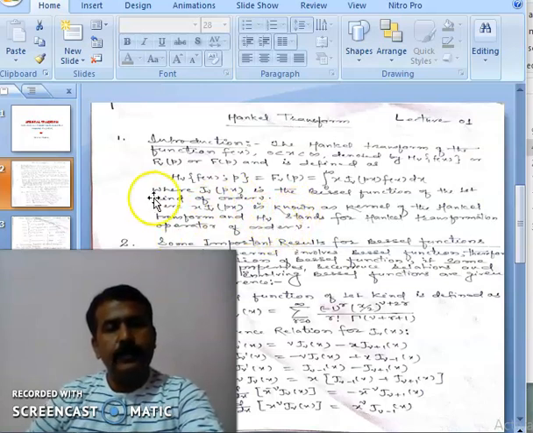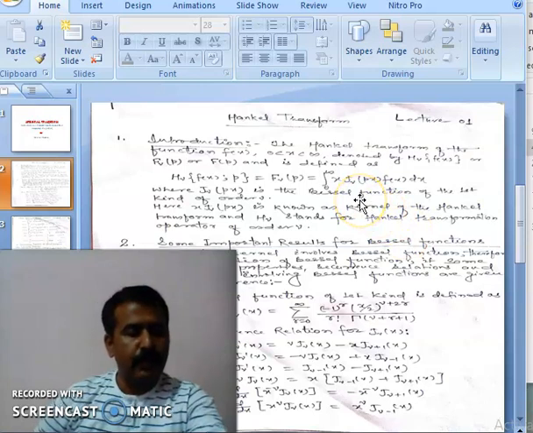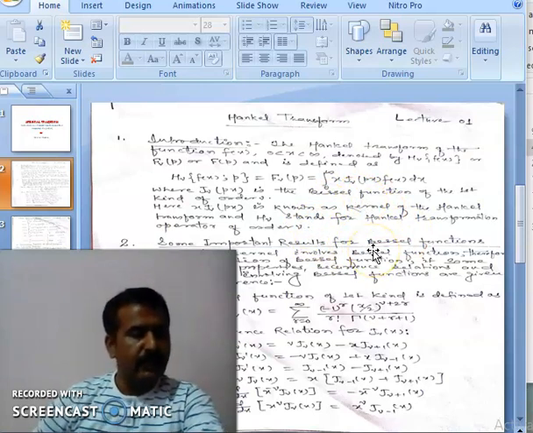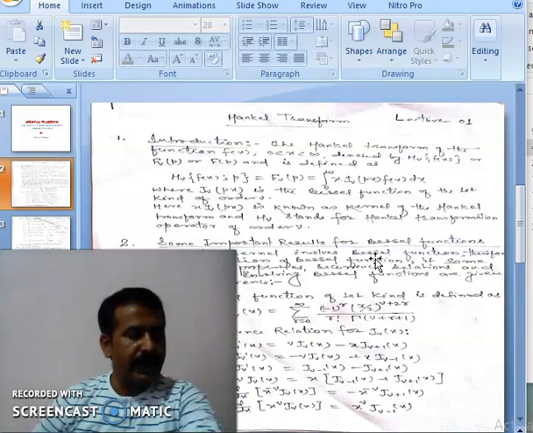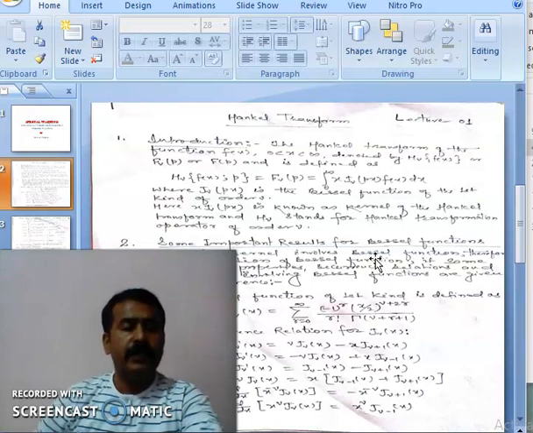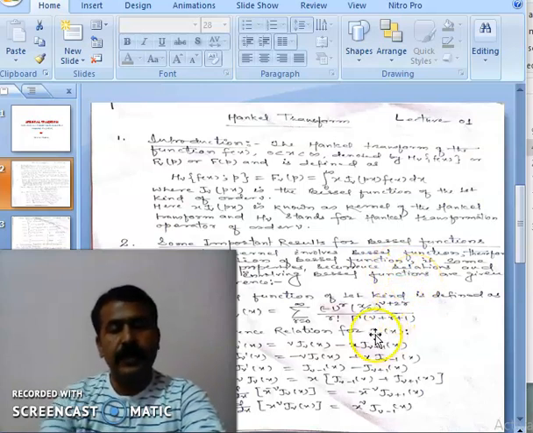Now for the second point, some important results for Bessel's functions. Since the kernel involves certain Bessel's functions, therefore the definition of Bessel's function, some important properties, recurrence relations, and the integrals involving the Bessel's function are given for reference. So see the Bessel's function of the first kind.